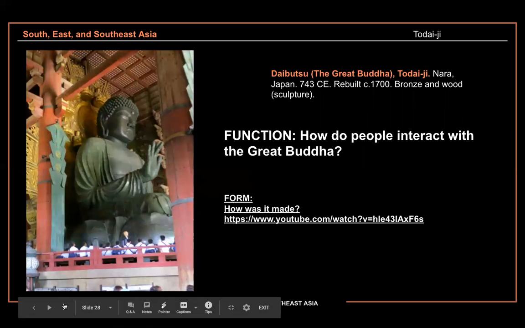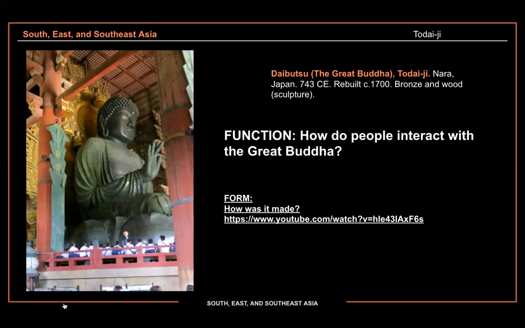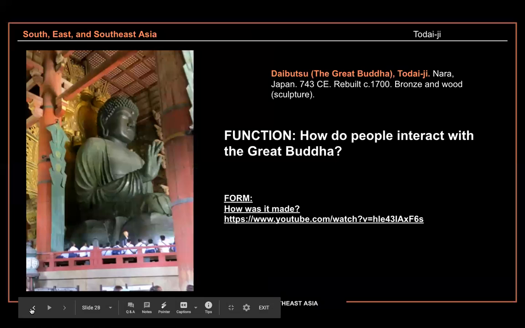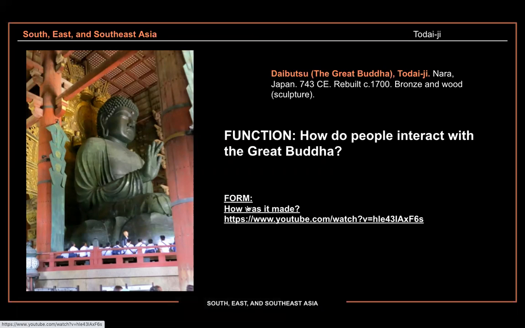Right? So how do people interact with him? They would circumambulate, just like we've seen at multiple locations. This right here has a video on how this was poured in bronze. This was used in a very similar way to how we use the lost wax process to build it. So I would highly recommend clicking on this to see how that process was made.